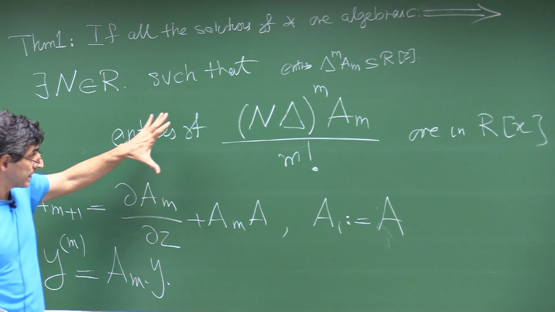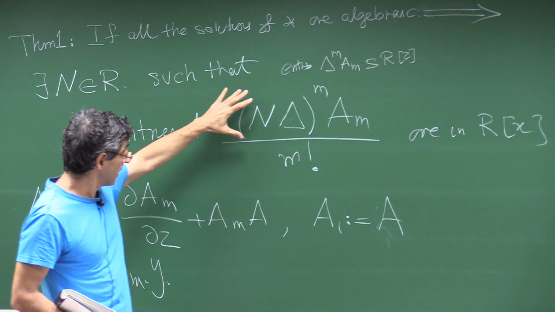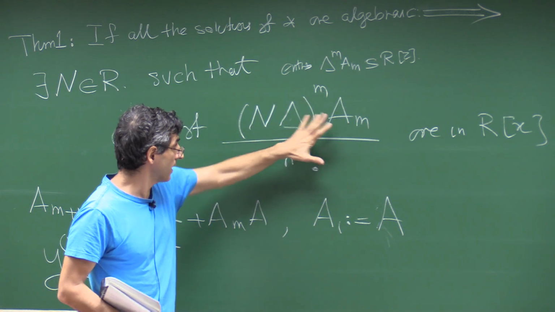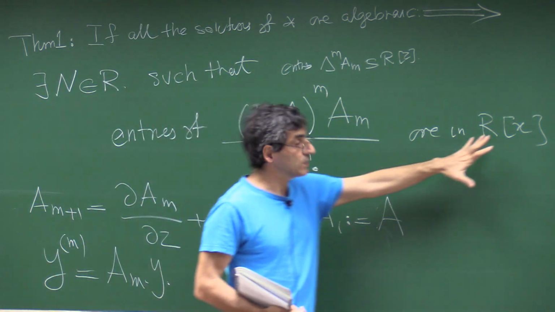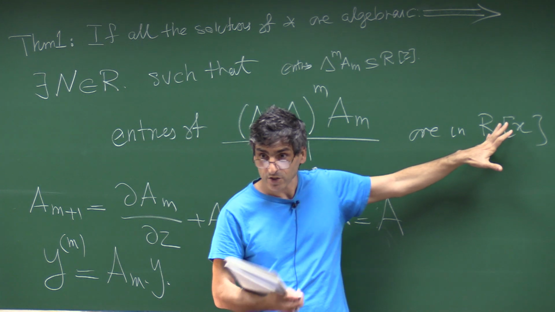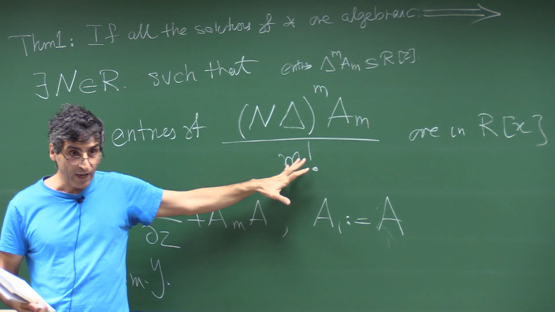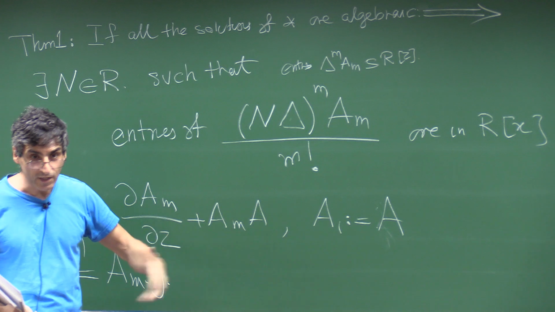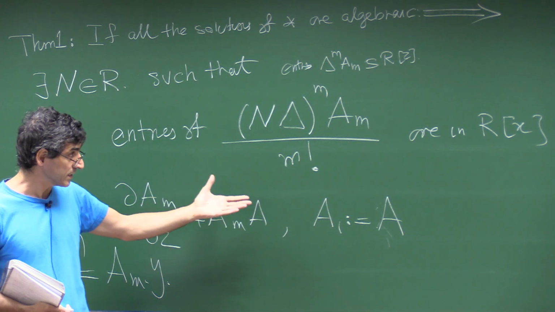The point is that there will be some n such that when you multiply A_m with n to the m and delta for killing the denominator, this has still coefficients in R, okay? And remember that R is a finitely generated subring of C. But the point is that I am dividing over m factorial. Dividing over m factorial, this means that I am dividing over all possible primes when m increases.